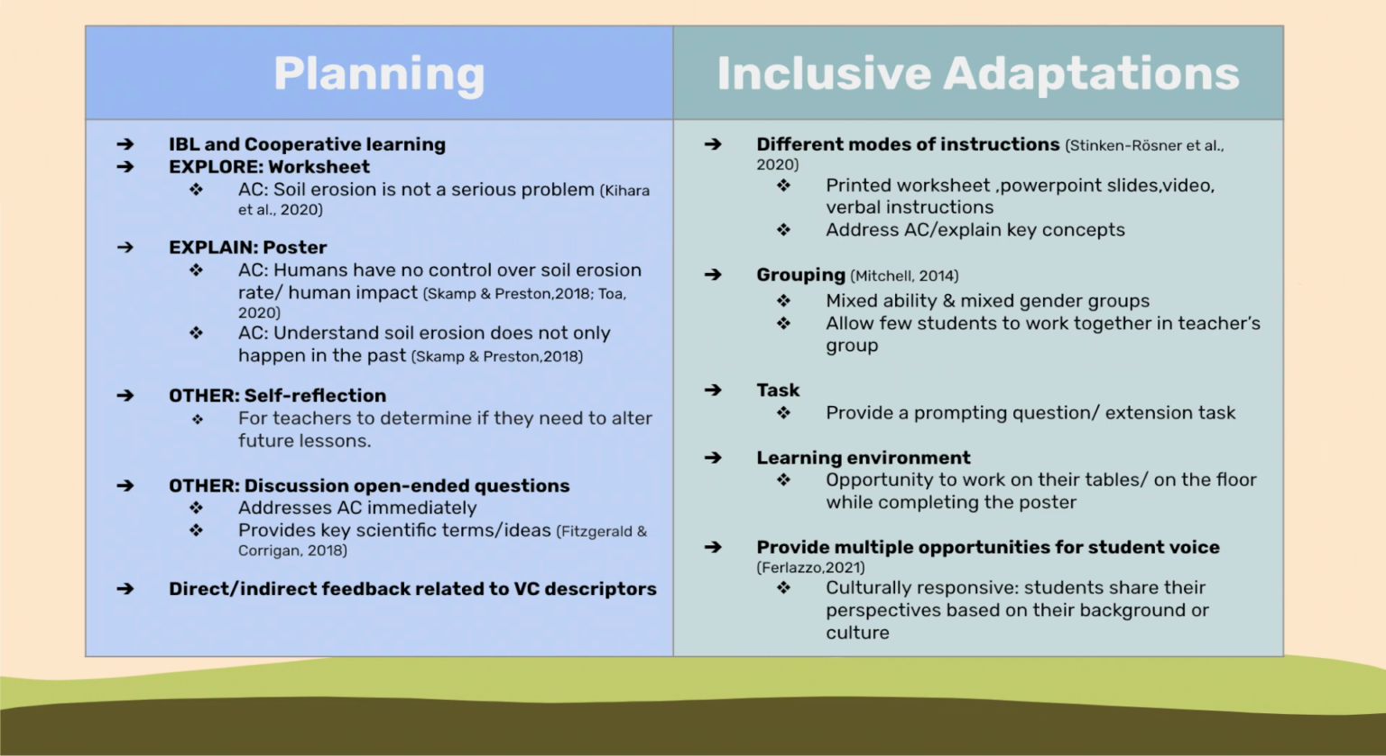In the explore phase, an abstract worksheet was chosen to consolidate students' learning after the experiment, which researchers find effective for holding students accountable for their learning and addresses the AC that soil erosion is not a very serious environmental problem. To build on this, the explain phase had a poster which allowed the teachers to then monitor if students understood that human activity causes soil erosion, find practical solutions to it, address that soil erosion does not only happen in the past, and that humans do have control over soil erosion rate. By addressing these ACs, we enable students to become geological change makers to take small actions for the environment.